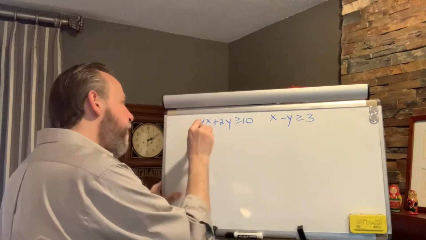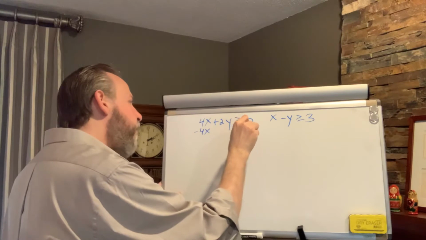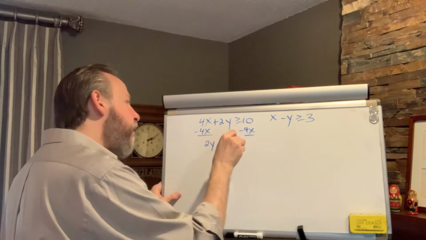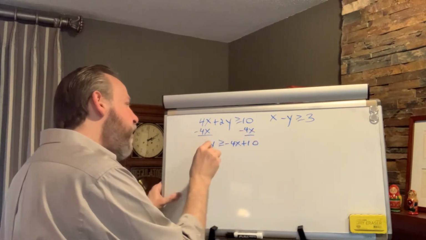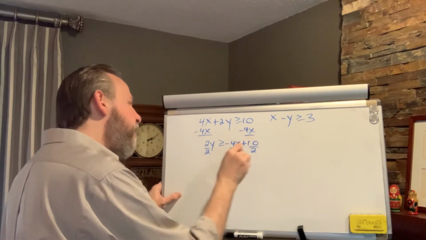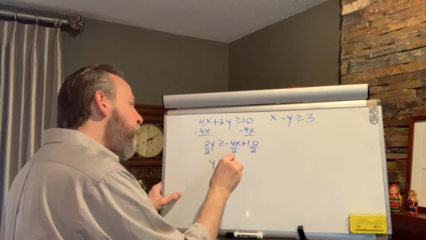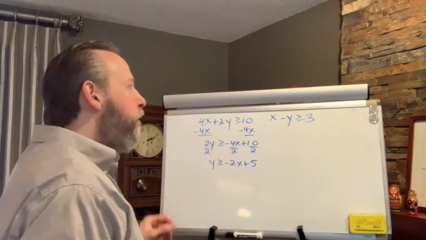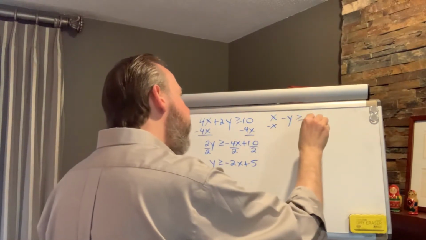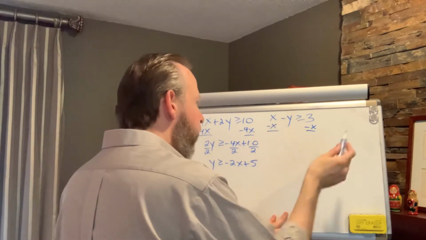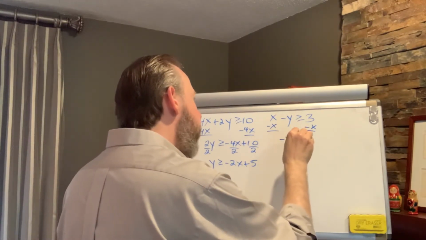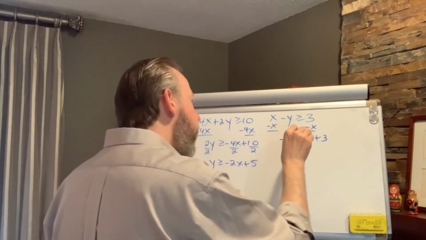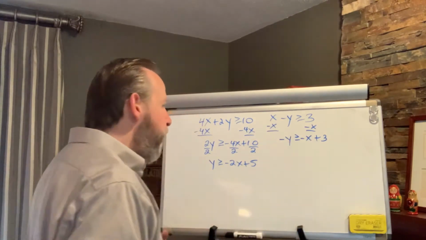Mathematically, that was a positive 4x, so I need to subtract 4x from both sides, giving me 2y greater than or equal to negative 4x plus 10. And then I'm going to divide everything by 2 to get the y by itself. y is greater than or equal to negative 2x plus 5, and that's graphable. The other line, I'm going to subtract x from both sides, and be careful how you write it down. So I have negative y equals negative x plus 3. I'm sorry, not equals, greater than or equal to. Don't forget, greater than or equal to.